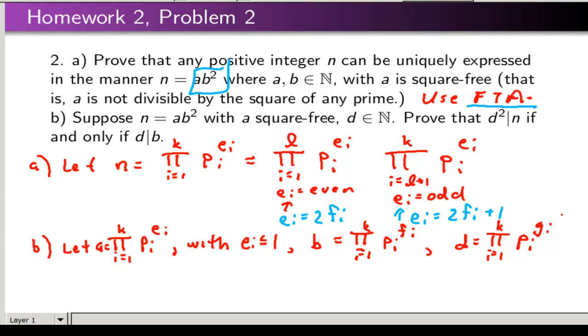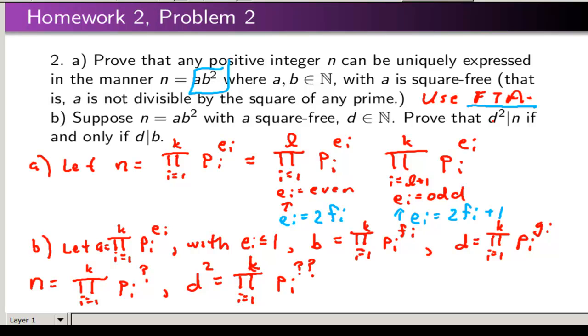Okay, so n would be what? It's going to be a product of p_i to some power, and d squared is going to be the product of p_i to some different power, and d squared divides n. d squared divides n.